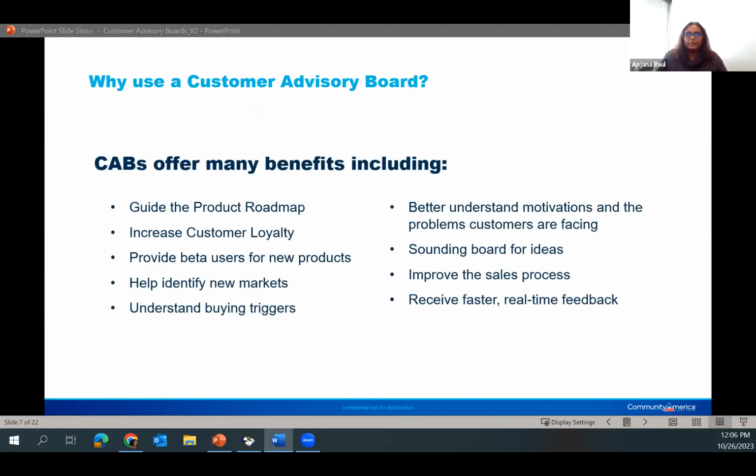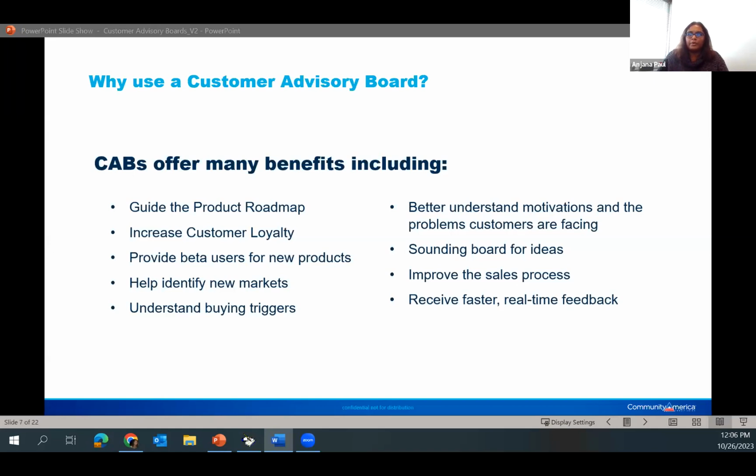All right. So there's a lot of different benefits of leveraging a customer advisory board to solicit feedback for your organization or your products. One thing that they can do is really help guide the product roadmap and help you prioritize features and capabilities. They can help you understand consumer behavior to increase customer loyalty, identify buying triggers, or find new markets for your product. If you're looking to put out a new product, they're a great pool of users to use for a beta test on your product.